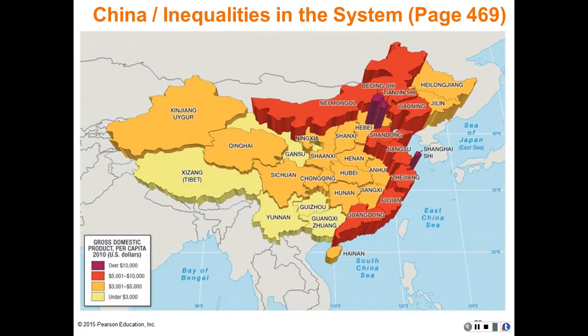This map on page 469 shows very well the inequities in gross domestic product and production of various regions in China. We see the strongest gross domestic product per capita along the coast, with Shanghai and Beijing and Tianjin all having the strongest gross domestic product. These are the largest industrial regions with high-tech industries such as chemical production, information technology development, and things of that nature.